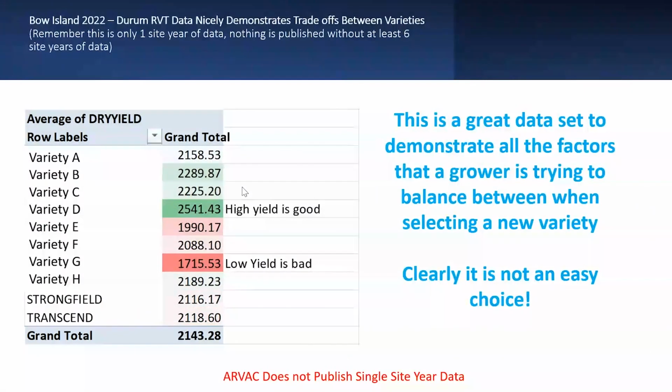And I think this is just a great data set to demonstrate all the factors that a grower is trying to balance when selecting a variety. Because on top of this lodging, height, yield combination, they need to be looking at the disease resistance, the insect resistance, the sprouting, and so forth. So clearly variety choice is not easy, but you can see just how much benefit there can be when you do go through these exercises.